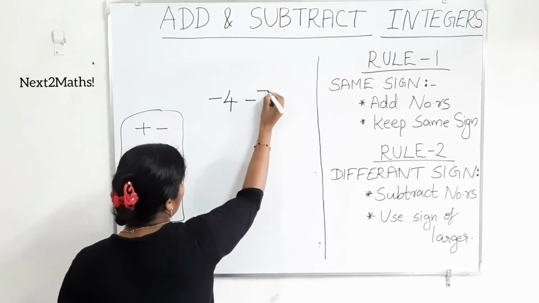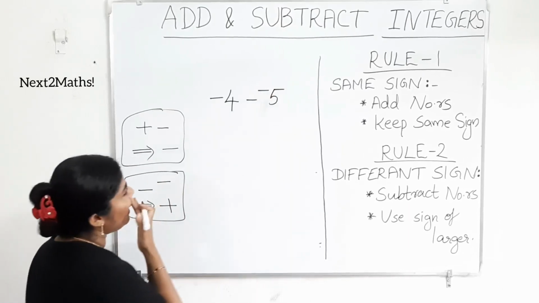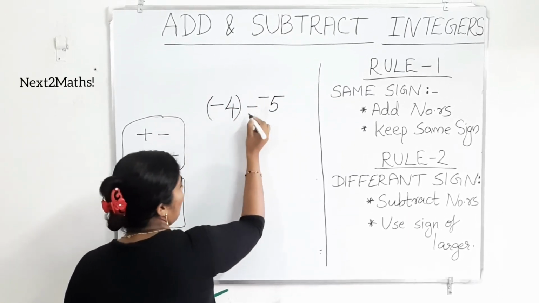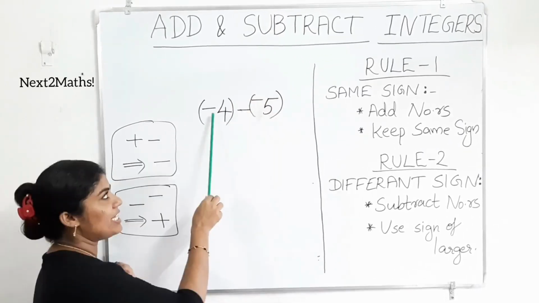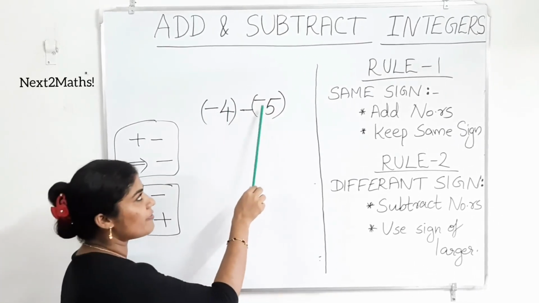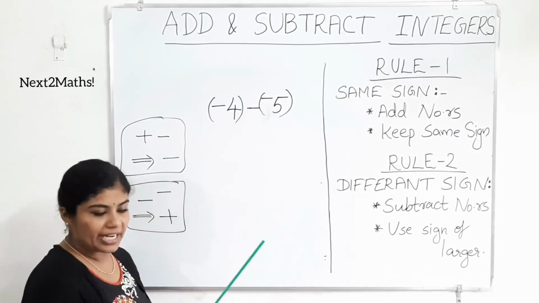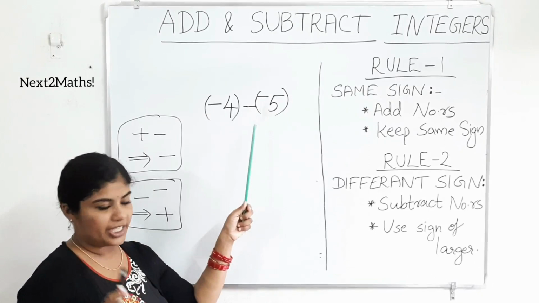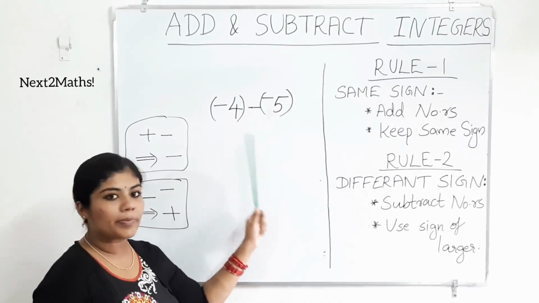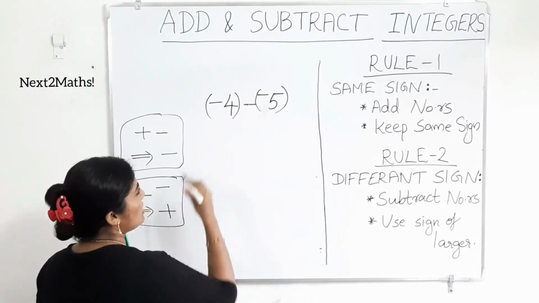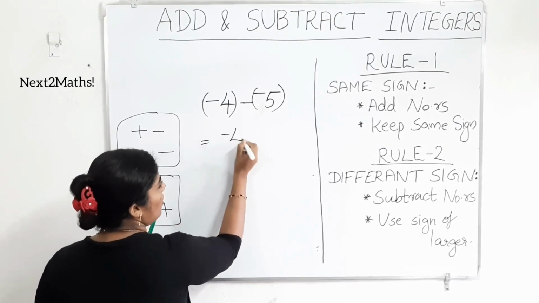Minus 4 minus 5. How will it come? Minus 4 is an integer. Minus 5 is an integer. Okay. So what are we doing here? Subtraction of integers. So how are we doing this subtraction of integers? Let's check that. See, on the next line we can write minus 4.